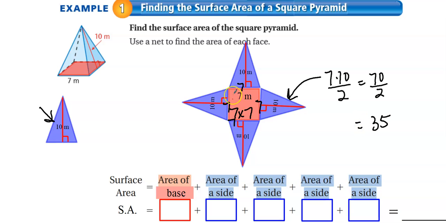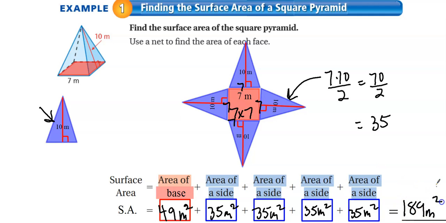So the area of the base of the pyramid is 7 times 7, which is 49. And remember, it's meters squared because you're counting two dimensions. You're counting the squares inside, two-dimensional squares. The area of each of the sides is 35 meters squared. Now the cool part is, once I've found the area of one triangle, all I need to do is write in the other three. They are the same. And then when I add them all together, I get 189 meters squared. So the surface area is 189 square meters.